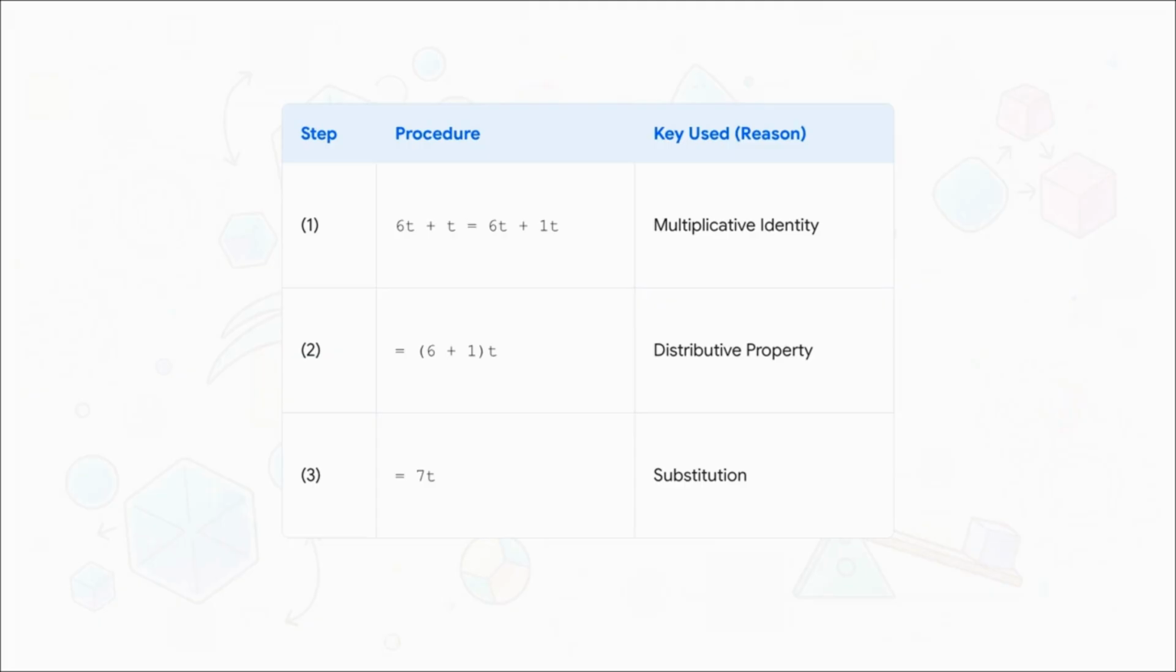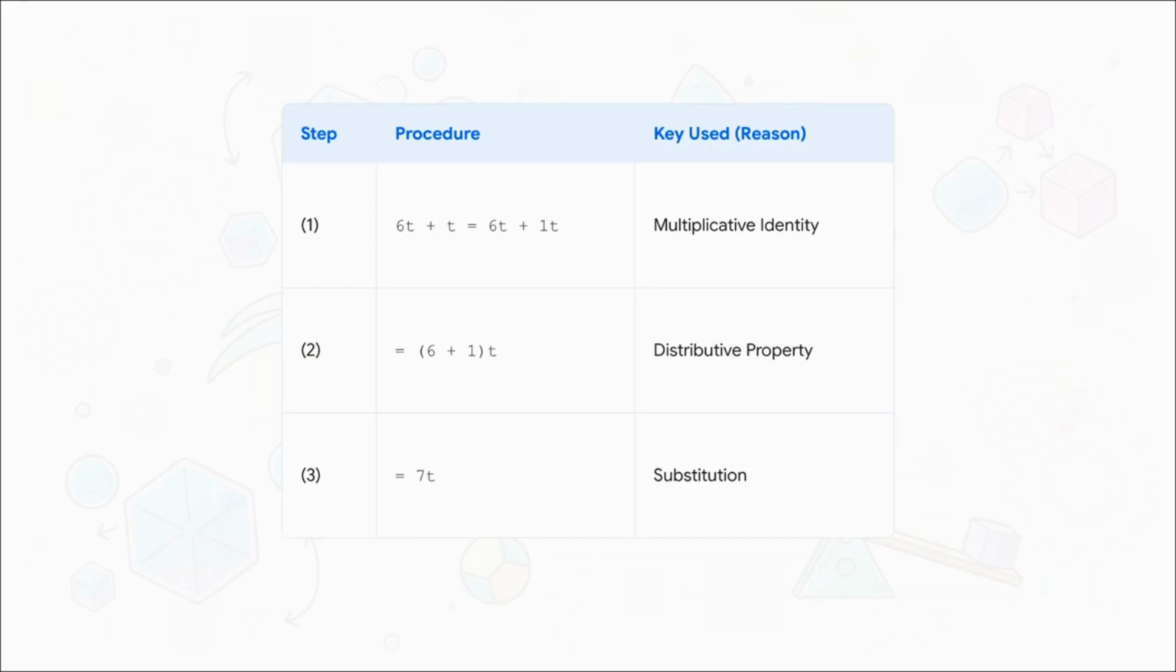Okay, let's walk through this one. First, that lonely t at the end. It looks like it's by itself, but our multiplicative identity key tells us that any variable is really 1 times that variable. So we can rewrite it as 6t plus 1t. Now, for step 2, look closely. Both terms are being multiplied by t. This looks exactly like the answer to a distributive problem.